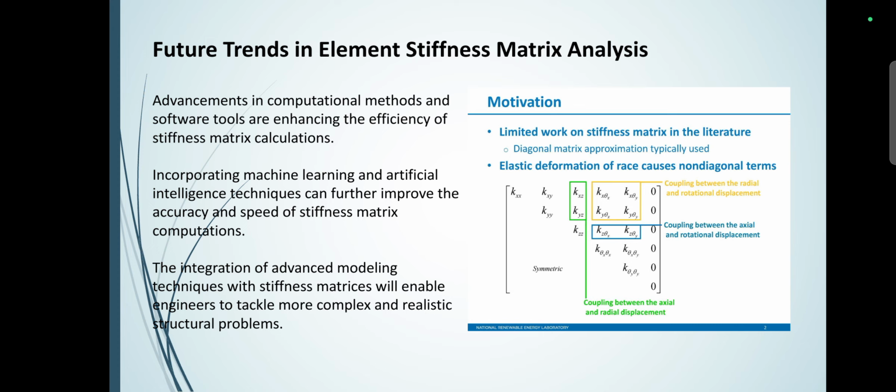Future trends of the element stiffness matrix. Incorporating machine learning and artificial intelligence techniques can further improve the accuracy and speed of stiffness matrix computations. Integrating advanced modeling techniques with the stiffness matrix will enable engineers to tackle more complex and challenging structural problems.